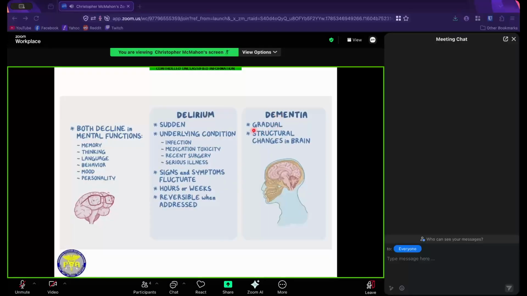Dementia is more of a gradual decline. It's actual structural changes in the brain. That's when we're talking about Alzheimer's and a couple of other conditions that we'll put in there. Once we fill that out, it'll make a little more sense. But again, dementia doesn't really have this waxing and waning course. I don't have any of these underlying conditions that are clueing me in, because the biggest thing I don't want to do is label a delirious patient as dementia, because then I'm not treating an underlying condition.